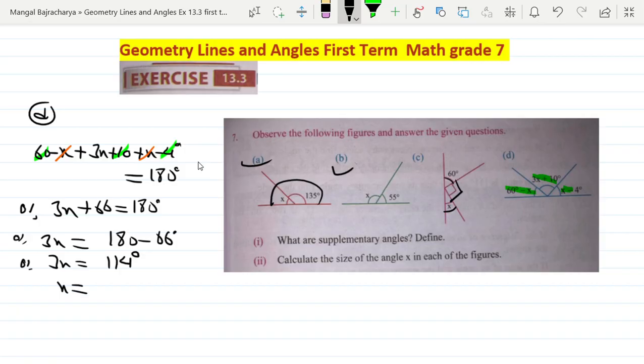And then you bring this 3 down to divide, so you get the value of x. So 3 into 114: 3 times 38 is 114. So how much is x going to be?